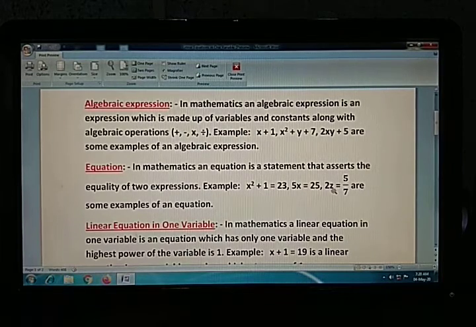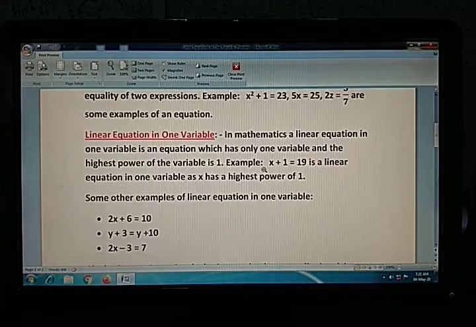So if the equation has to be a linear equation in one variable, then as the name suggests, there should be only one variable, not like this xy or here xy. Here two variables are used. So definitely these are not linear equations in one variable. So let us go to the definition. In mathematics, a linear equation in one variable is an equation which has only one variable and the highest power of the variable is 1.